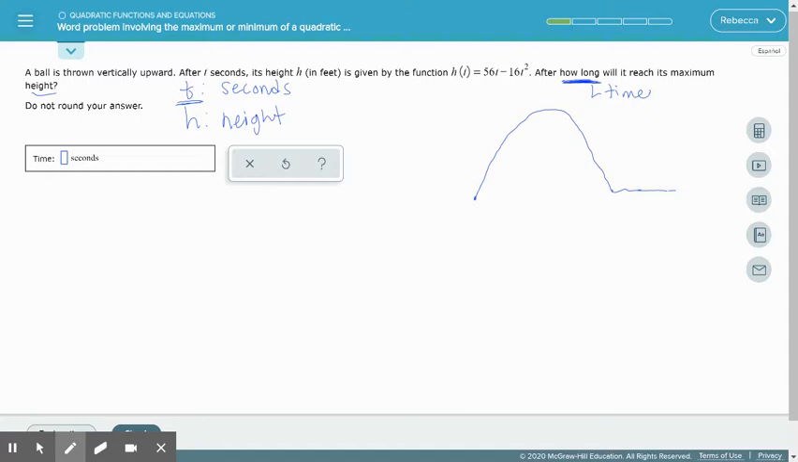So if I'm finding t, that's like our x, and h is like our y. So we're really concerned about the axis of symmetry again. So our axis of symmetry formula is the opposite of b over 2a.